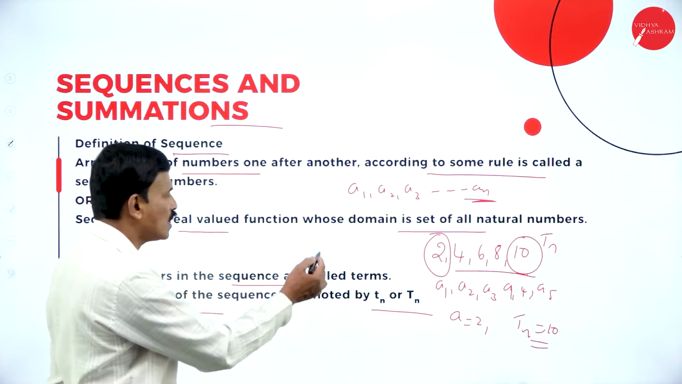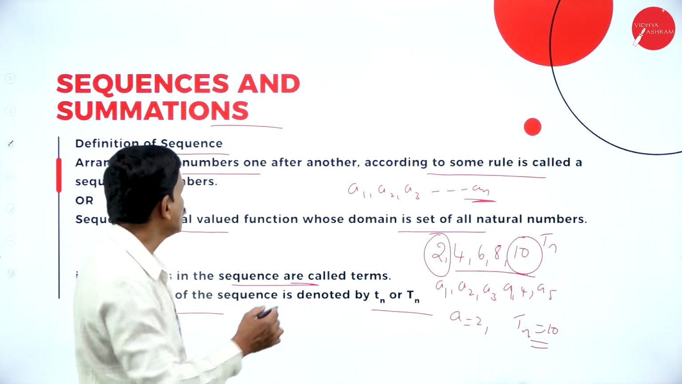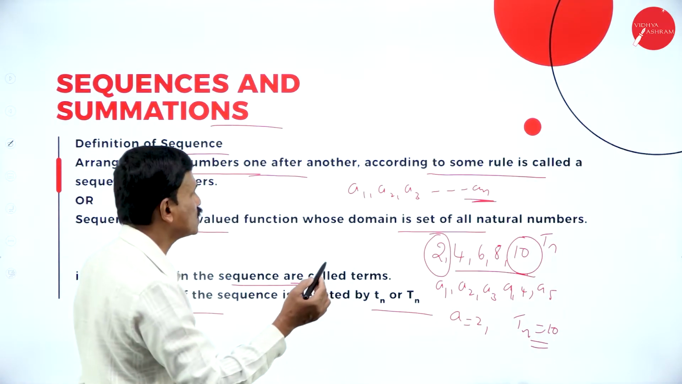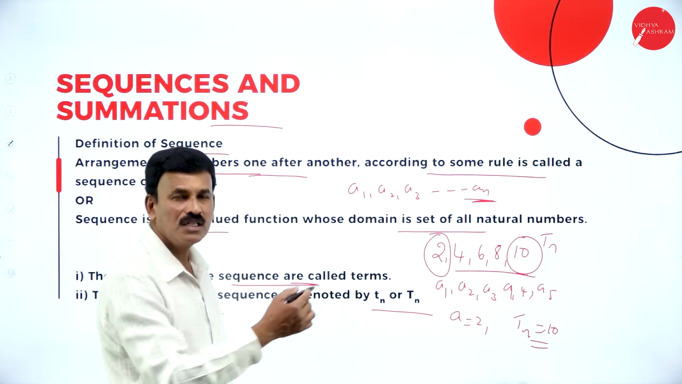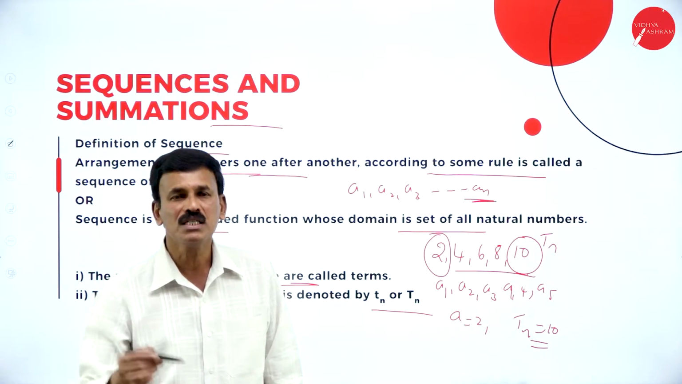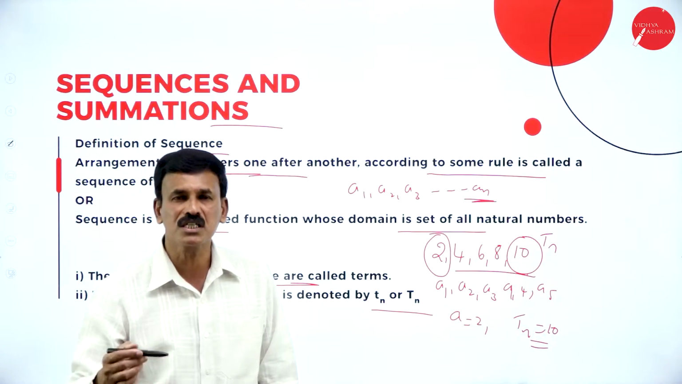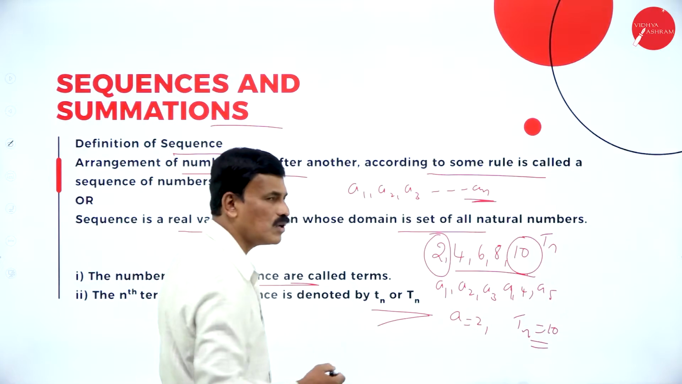So this arrangement of numbers one after another according to a certain rule is called a sequence. These are called A1, A2, A3, A4, etc., the terms of the sequence. A1 is called the first term and A2 is called the second term, etc. The last term is called the nth term of the sequence, denoted as capital Tn or small tn.